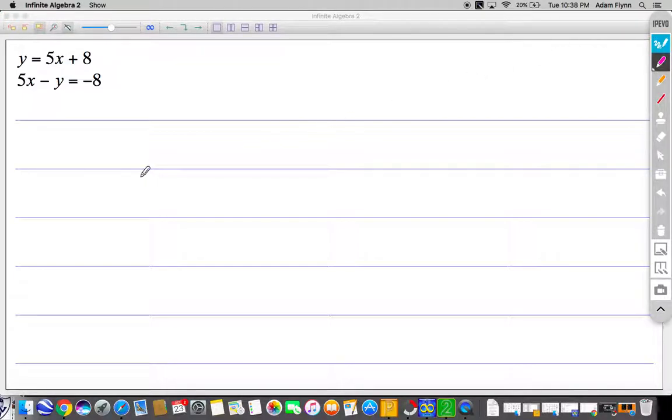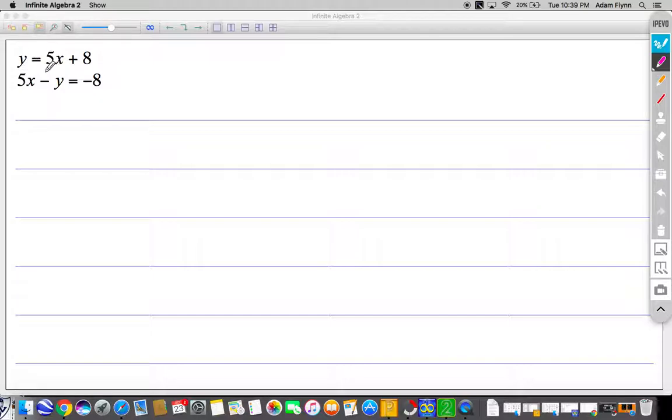Okay, so this one's a little bit different. So we have y equals 5x plus 8, which is a line in slope-intercept form. And we have 5x minus y equals negative 8, which is a line in standard form. Okay, so remember, as I said for problem 1, our goal for substitution is to get one variable isolated, meaning completely alone. So I have that here. Taking a look at my top equation, this y is all by itself.